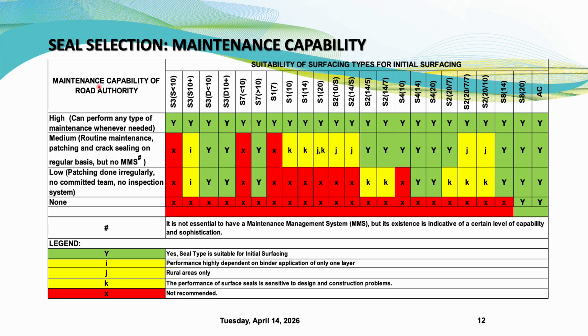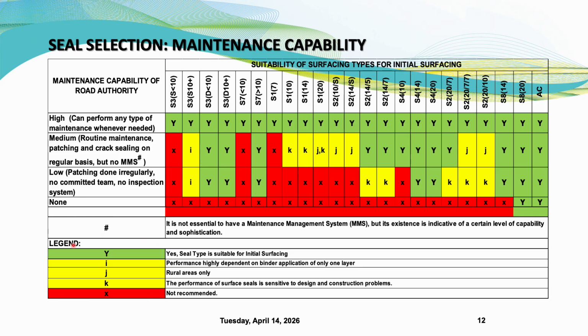If the maintenance capacity is very good, very high, can perform any type of maintenance whenever needed, most of the seals can work if the maintenance capability is there. If the maintenance capability is medium, some of the options are red and therefore not recommended. Yellow, we have to think about where the road is. So this is a guide on the maintenance capability, and if you really got a good maintenance system, you can use any of the seal types, including asphalt.